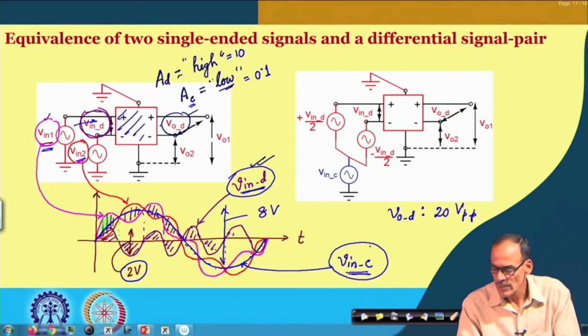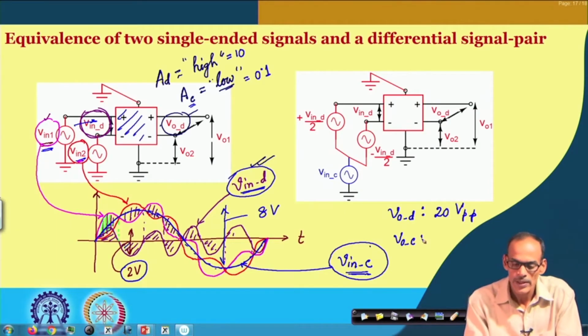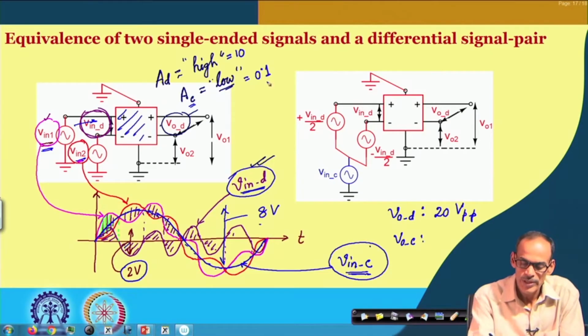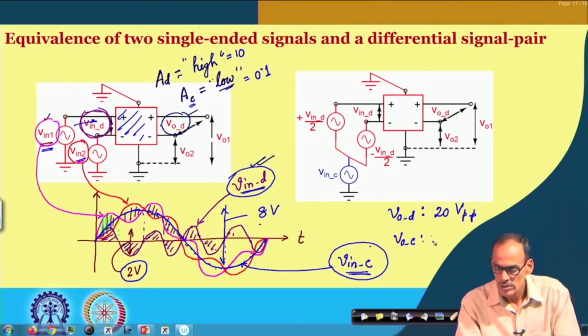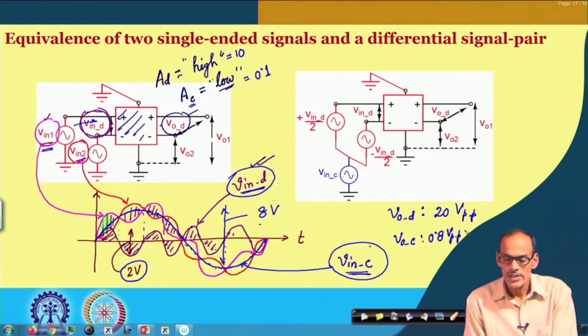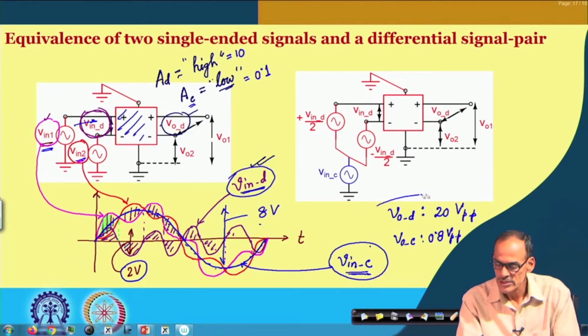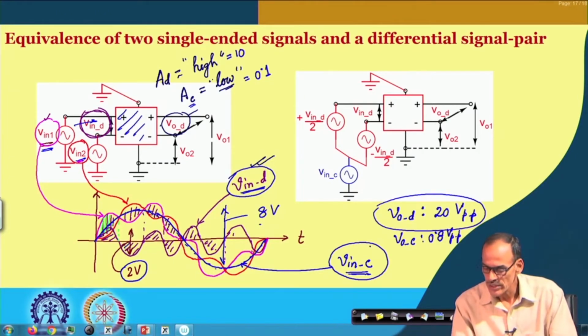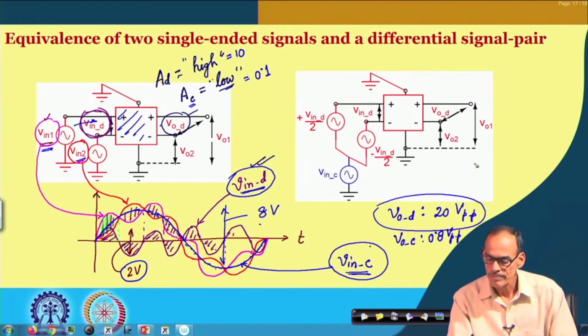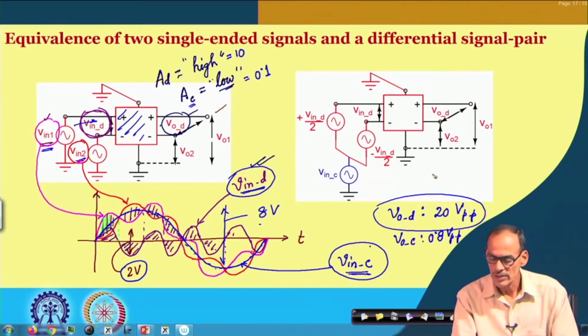On the other hand, for the common mode part, VOC at the output port, the common mode signal will be 8 volt multiplied by 0.1. So, that is only 0.8 volt peak to peak, right. As a result, whatever output voltage you get, it is primarily this signal that will be dominating. In fact, pictorially, let me make an attempt to draw the signal that we will be expecting here.